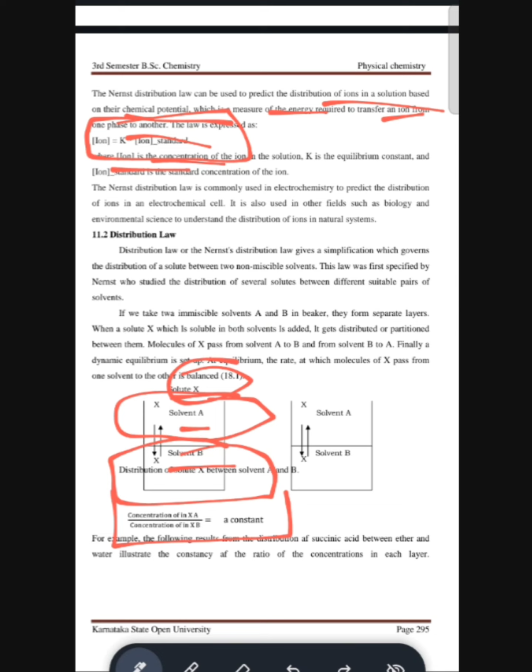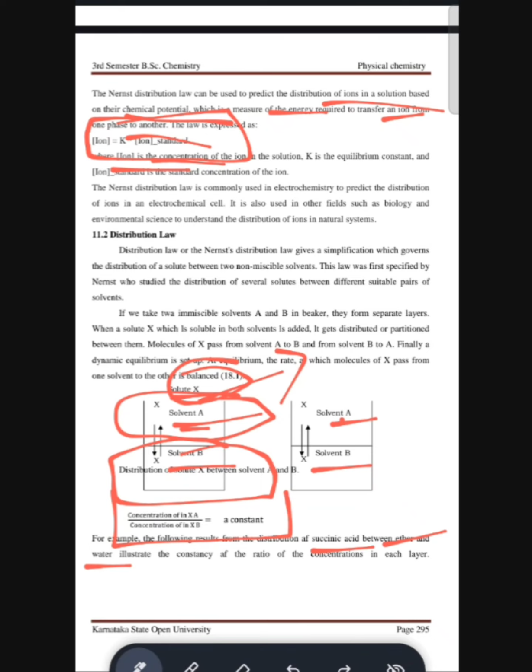For the example, what can we take? Here they have taken X as succinic acid between ether and water. So X may be given as succinic acid, solvent A can be taken as ether, and solvent B can be taken as water. Ether and water will not mix, and finally you are going to add X moles of succinic acid to the beaker.